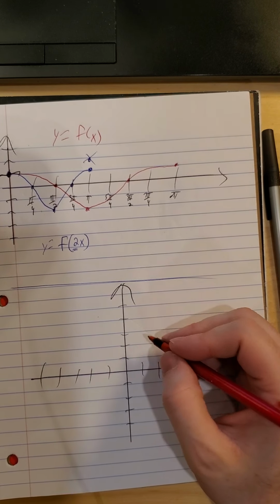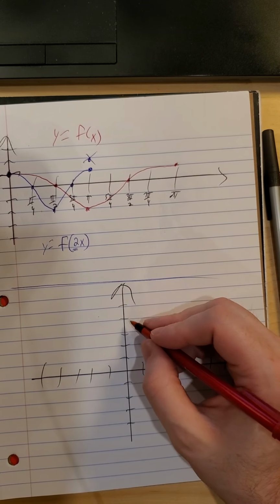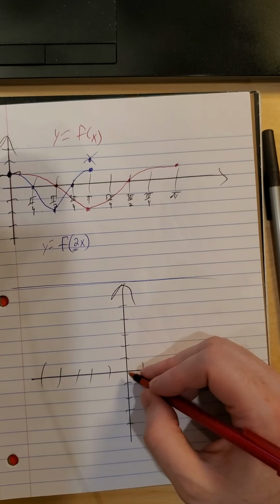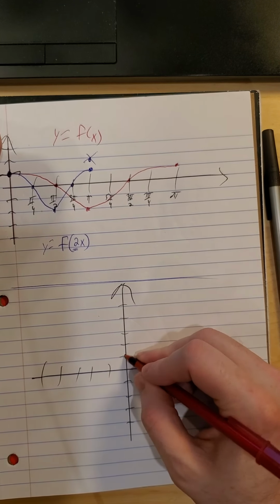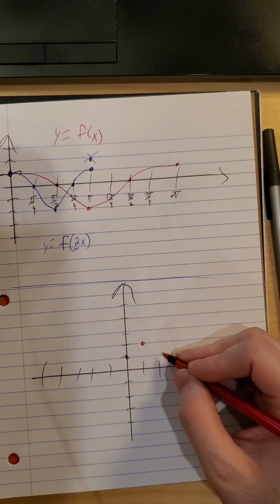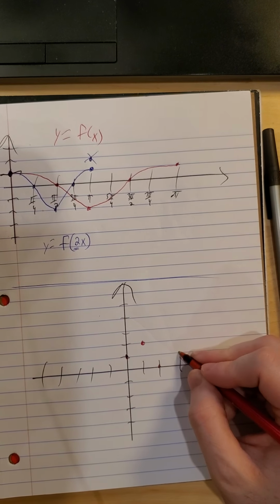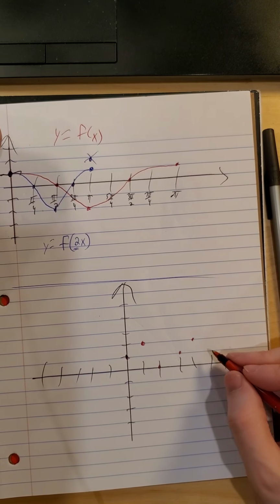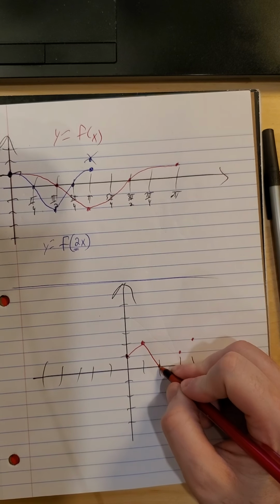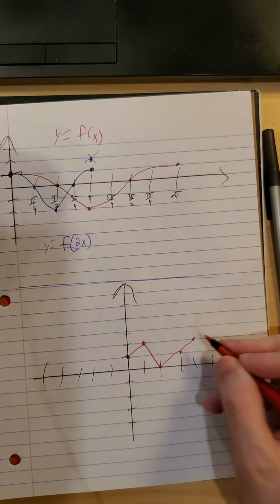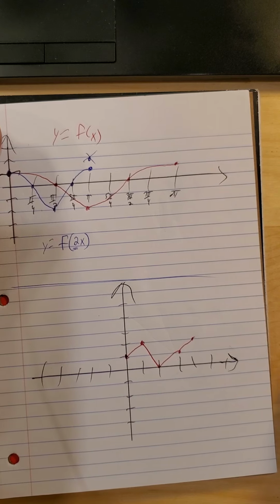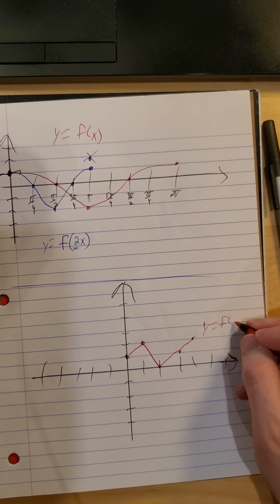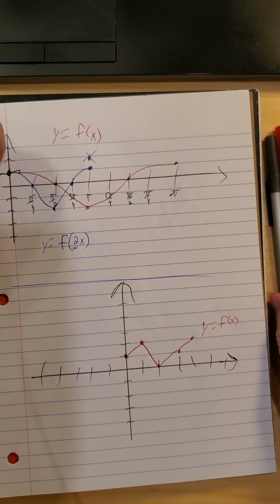All right. So in this one, let's see what I want to do. We'll go through here, down here, up here, up here. And this one we'll make them kind of sharper ones. We'll keep it as a function though. I still want to pass the vertical line test. So let's say this is y equals f of x.